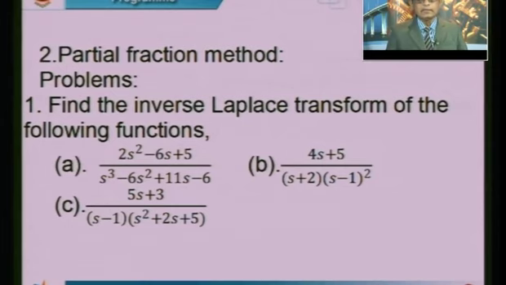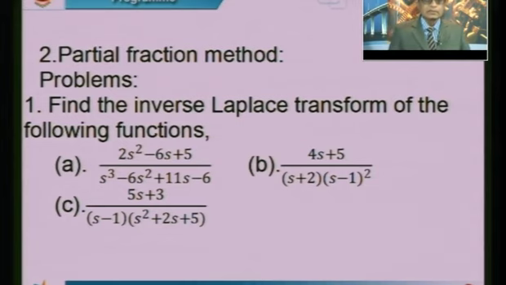And the second method we did by using the partial fractions method, when the given function f of s has a numerator whose degree is less than the denominator, and the denominator is a product of linear factors or repeated linear factors or quadratic or repeated quadratic factors. In that case you use the partial fractions method.